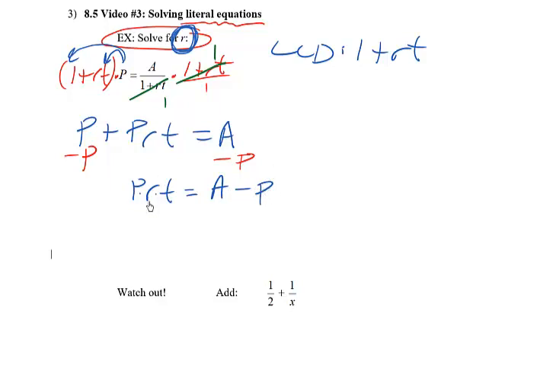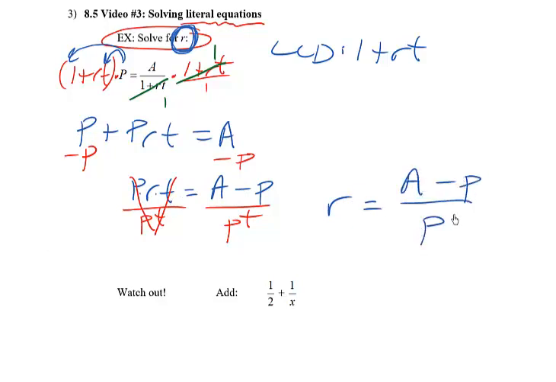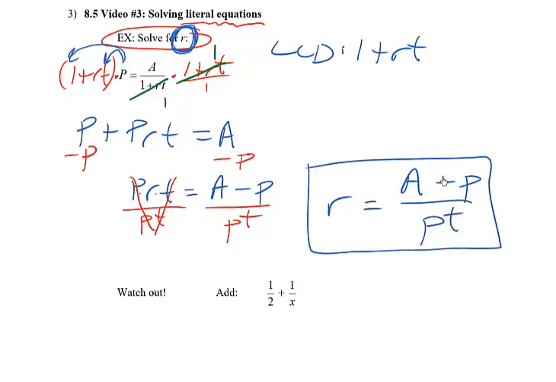Well, I just want to get r by itself. I can do that by simply dividing by these two coefficients, p and t. So divide both sides by pt. The p's cancel, the t's cancel, and I'm done. The final answer, r equals a minus p over pt. The r is by itself on the left, and all the other letters are over on the right. So that's solving a literal equation when there are fractions involved.